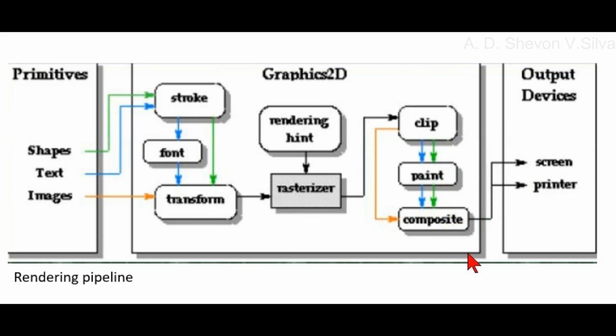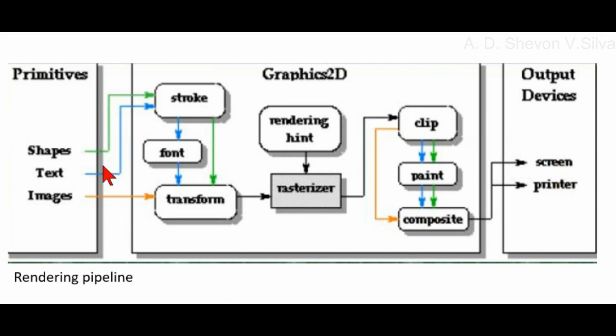In text, the text is connected to stroke. Stroke is connected to font, and font is connected to transform. Transform is connected to rasterizer. Rendering hint is connected to rasterizer. Rasterizer is connected to clip. Clip is connected to paint. Paint is connected to composite, and composite is connected to screen and printer.